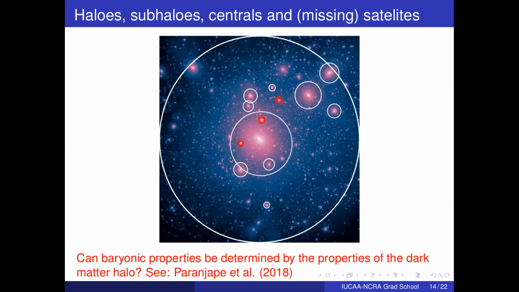But what this picture shows is broadly correct, that every galaxy is sitting in its own sort of sub-halo, and the whole group is sitting in one larger halo. And if it were a cluster, then there may be one larger halo in which it sits. So now one important question to ask is, can baryonic properties be determined by the properties of the dark matter halo?